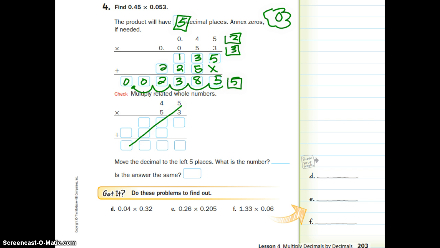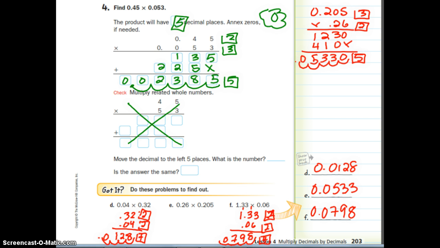Multiply related whole numbers. We're not going to do that because, again, we're going to be very careful by placing our decimal places in a box and bunny hopping. So we're moving our decimals 5 places. Go ahead and get it done. See you soon. Pause the video.